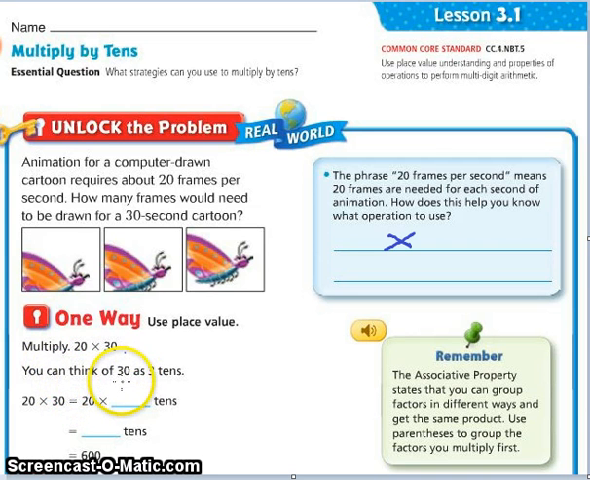You can think of 30 as 3 tens, right? So 20 times 30 is like saying 20 times 3 tens, which equals 60 tens or 600. Remember, the associative property states that you can group factors in different ways to get the same product. Use parentheses to group the factors you multiply first.